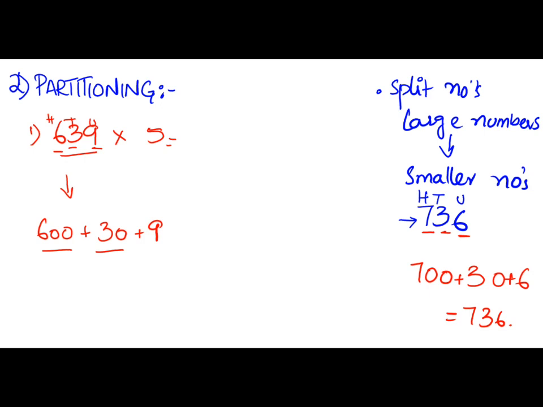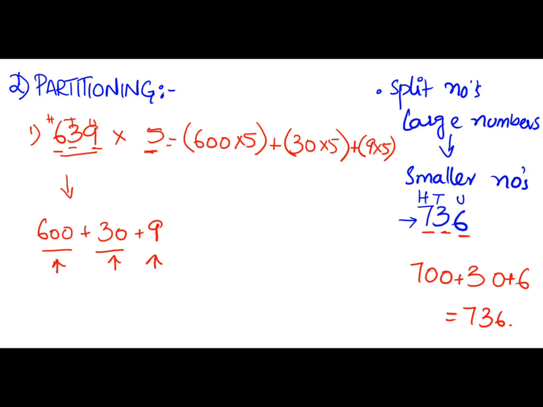So let's use this splitting number, the partition number, in multiplication. I will write 600 multiplied by 5 first, because this 5 is going to multiply with each of the split numbers. So 600 multiplied by 5 plus 30 multiplied by 5. And just like that, 9 multiplied by 5.